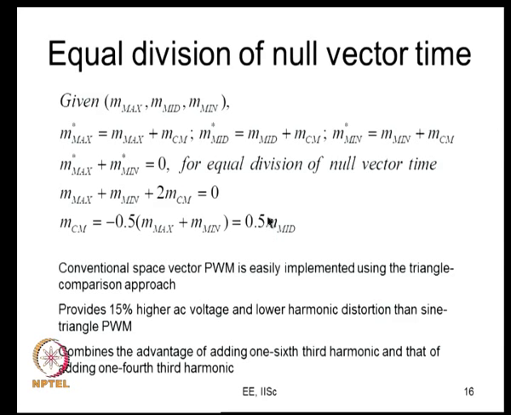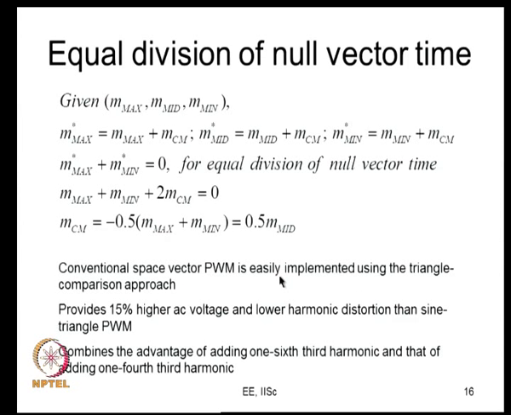So, if you have 3 phase sinusoids, you can generate common mode like this, and you can add it to all the 3 signals, and then you do your triangle comparison and generate your PWM. So, this will ensure equal division of null vector time. This is an easy way of implementing conventional space vector PWM rather than going through the space vector approach, where you have to have a revolving vector, you have to find out which sector it is in, and then you have to calculate T1, T2 which involve trigonometric functions, and so there is some computational complexity involved.